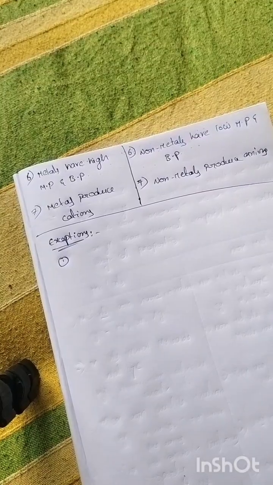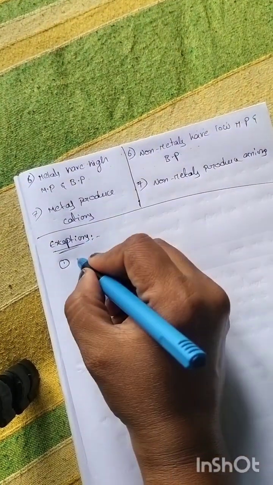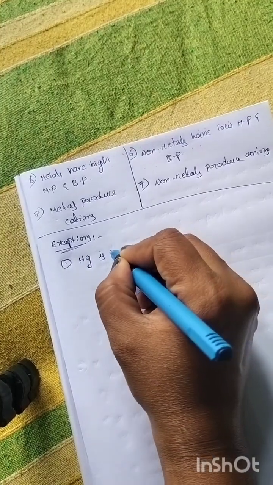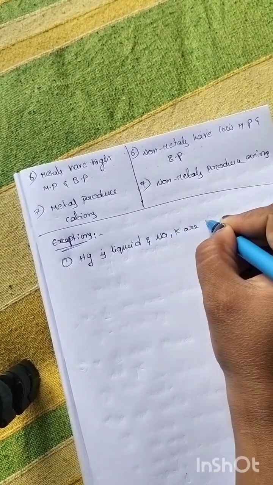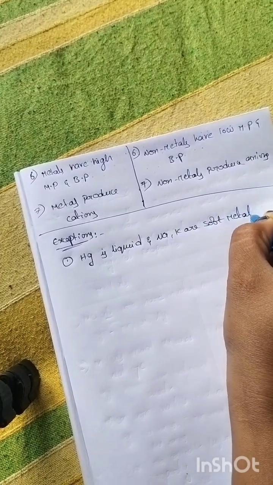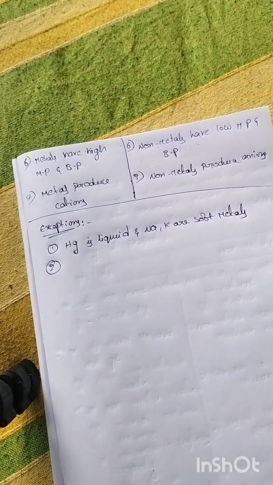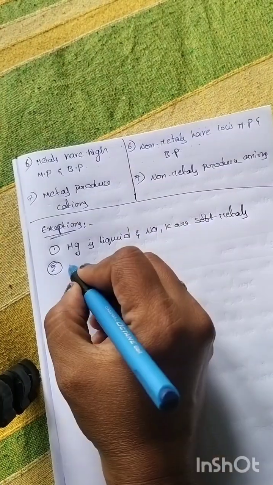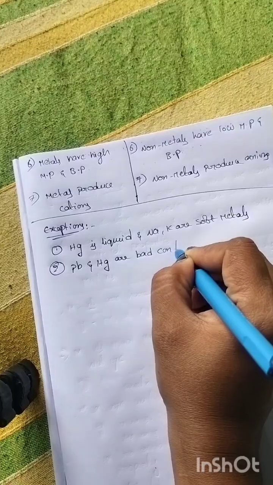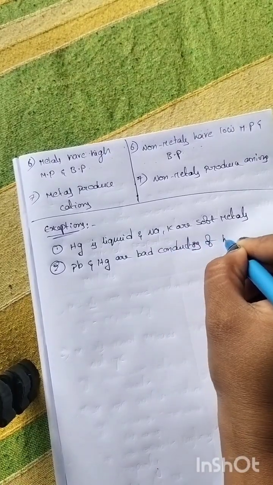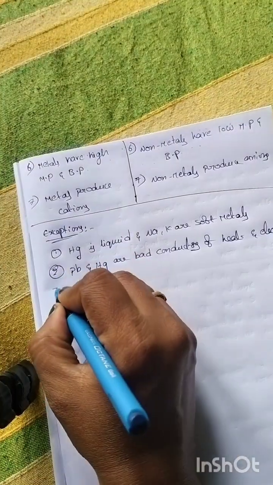Next, there are some exception elements. Some are metals but do not show metal properties, or some are non-metals but do not show non-metal properties. A few exception cases: first, mercury is a liquid. Mercury is actually a metal, but metals are hard in nature, while mercury is a liquid. Sodium and potassium are soft metals. They belong to the first group. Mostly first group elements are soft metals.